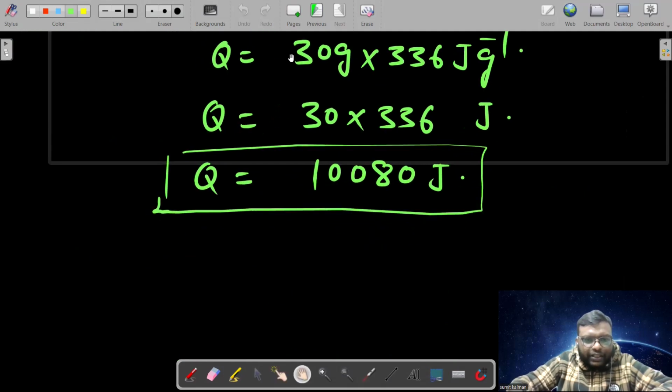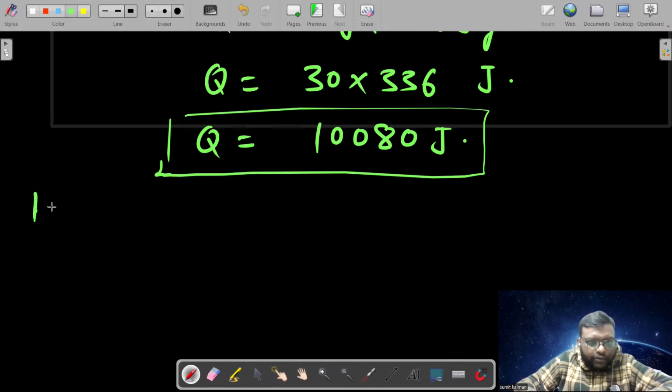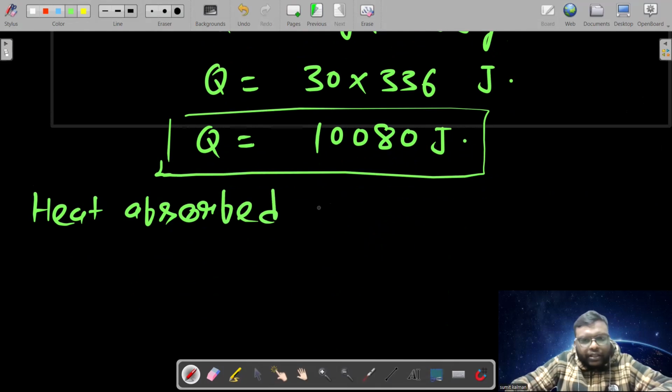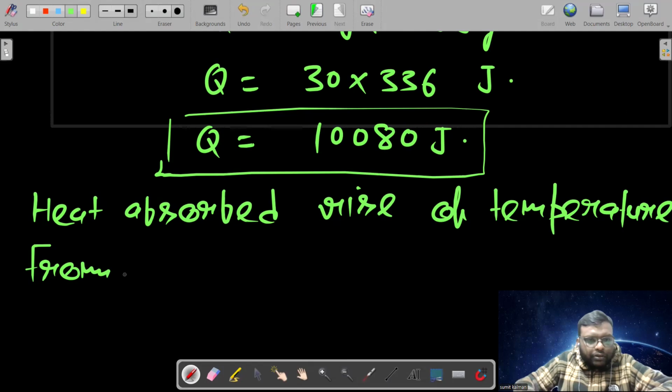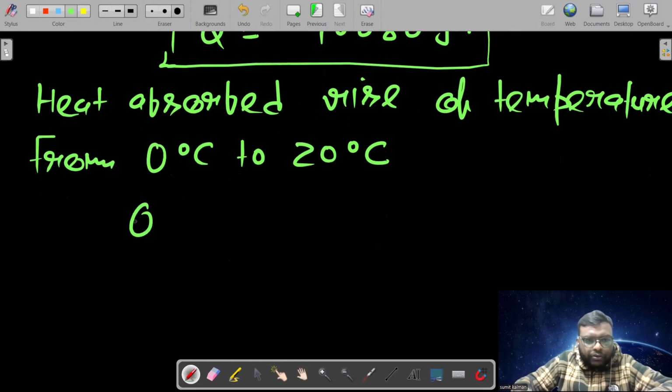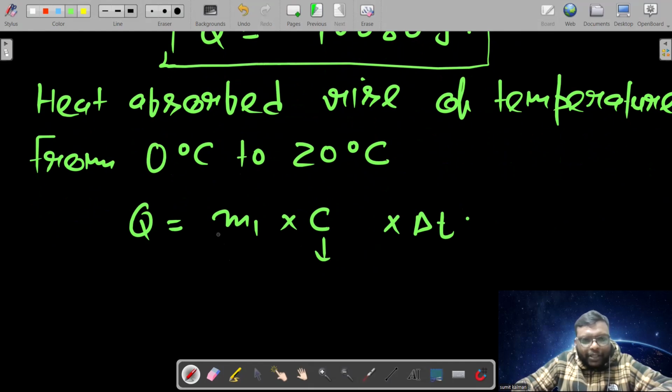So here, heat absorbed for the rise of temperature from 0 degrees Celsius to 20 degrees Celsius will become Q is equal to M1 into C into delta T, where C is the specific heat capacity of water and the mass will remain the same. The mass of ice will be the mass of water.